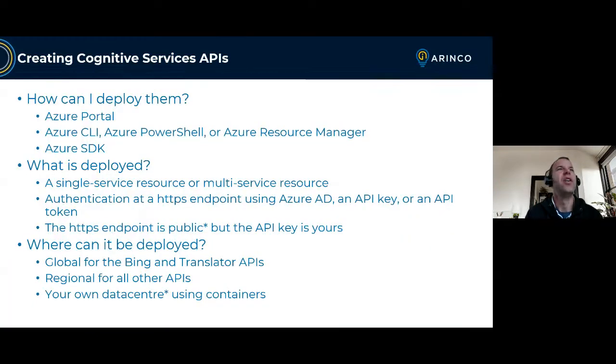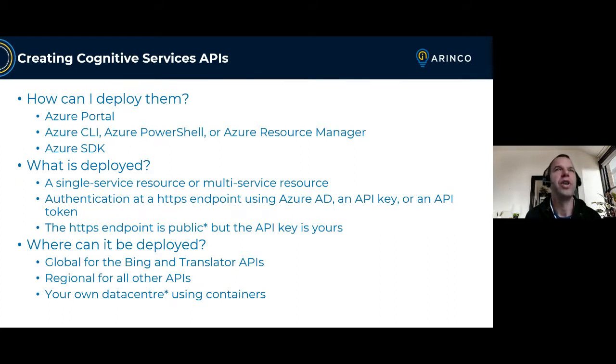Returning to my slides, how do you create these Cognitive Services APIs for yourself? We can deploy them using the Azure portal, the command line tools, Azure Resource Manager templates, or the Azure SDK. In terms of using the Azure portal, which I'll show in a moment, you can deploy what is known as an all-in-one resource. Whether you're deploying using the portal, the CLI, or the SDK, you can deploy a single Cognitive Services API, maybe the computer vision one, or the speech one, or the text analytics one, as a single resource that you manage as such.